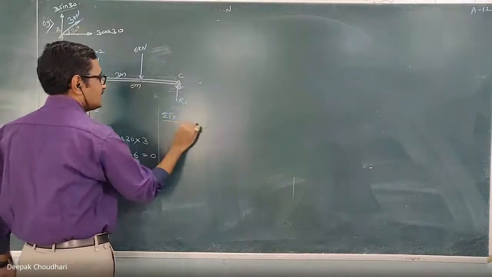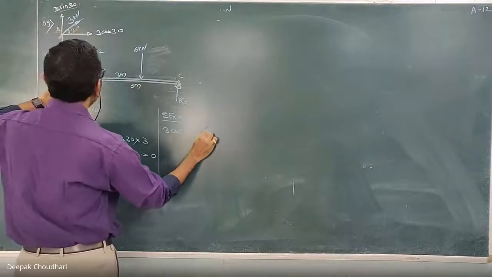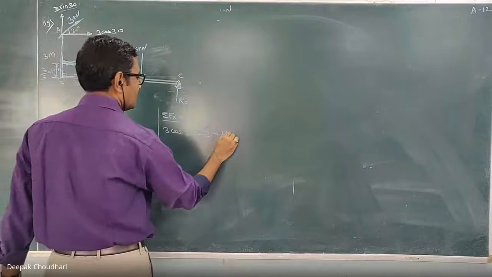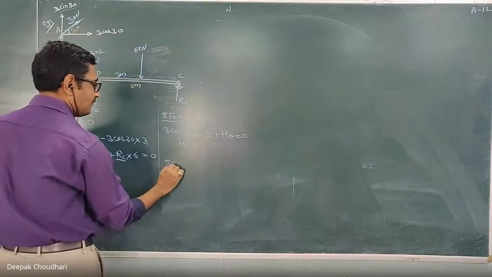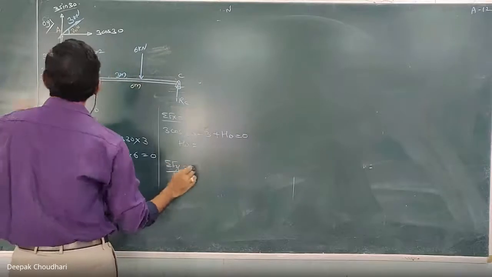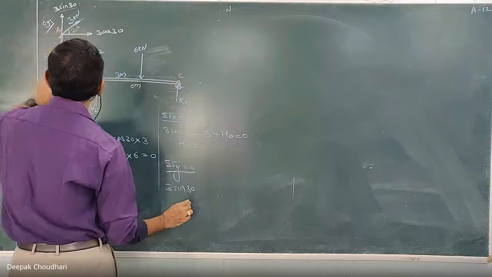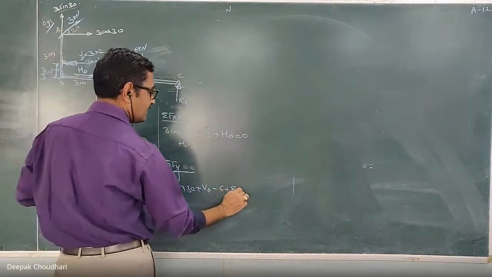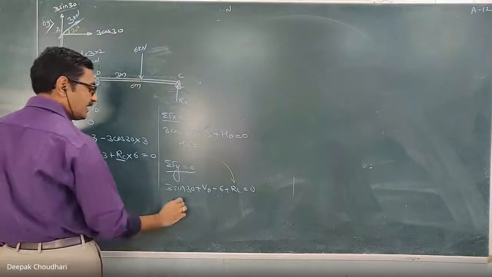Here, the next condition is summation of Fx equal to 0. So it is 3 cos 30 minus 3 plus HD equal to 0. From this you will get HD. Then summation of Fy equal to 0, summation of all vertical forces. Here 3 sin 30 is upwards, so positive. Then plus VD minus 6 plus RC equal to 0. Now RC is known to you, so substitute that RC here and get the value of VD.